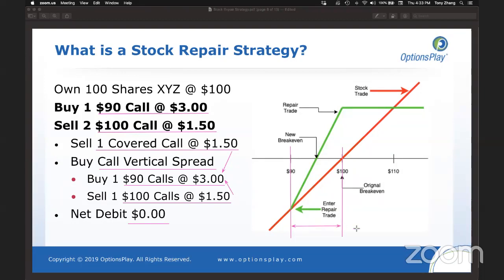And depending on how far away this is, the further away these 2 numbers are, the harder it is to find a repair strategy. The closer they are, the easier. But many times when it's that close, you may not need a repair strategy. So that is the challenge that we have when we're trying to put on a repair strategy. But that is the anatomy of the trade.